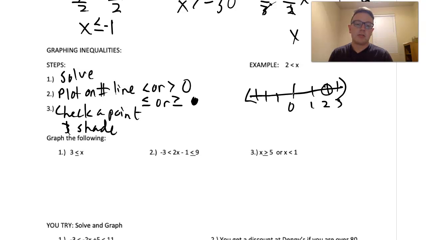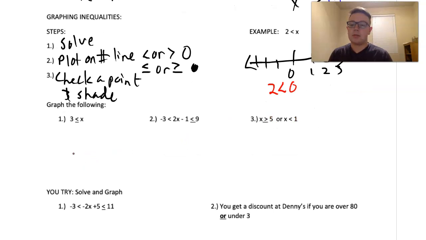So now you're going to check a point. I like using 0 because it makes my life simple. And if that's correct, we're going to shade to that side. So we're testing 0. Is 2 less than 0? 2 is not less than 0. So this is incorrect. We do not want to shade to this side. Instead, we're going to shade to the other side. Okay, we're going to get a little bit more practice with this.